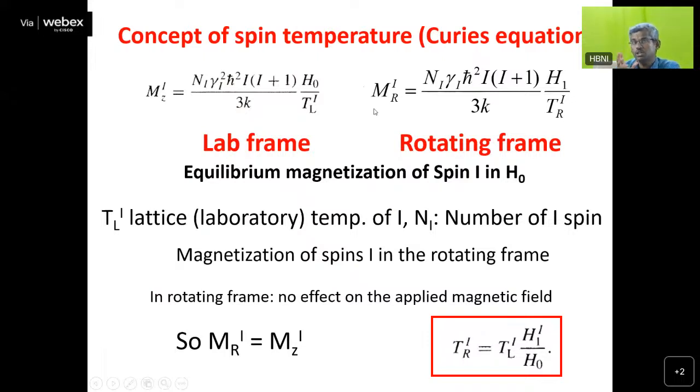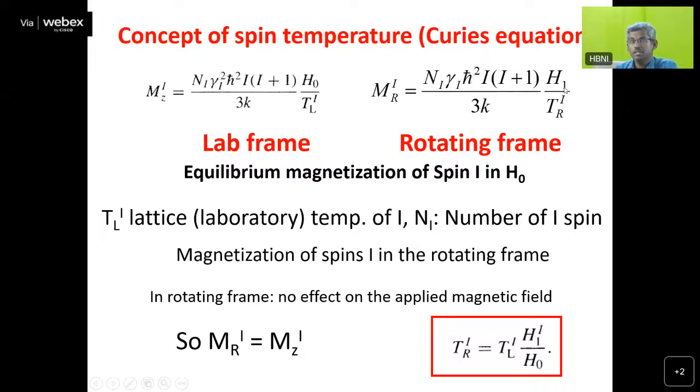But the moment you go to the rotating frame, we assume that the frame is rotating at the carrier frequency. What is the carrier frequency? It is 400 megahertz for proton. If you rotate it in the rotating frame, what happens? This expression changes: everything else is the same, only the temperature is indicated by TR, characteristic of I. This is the rotating frame temperature. Remaining everything is the same, and another thing is that the magnetic field H0 is replaced by H1.